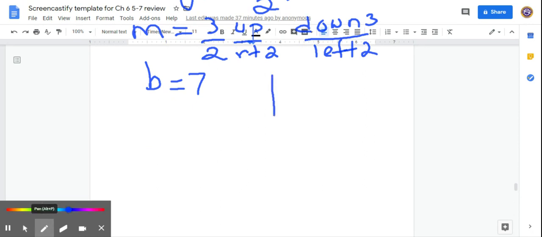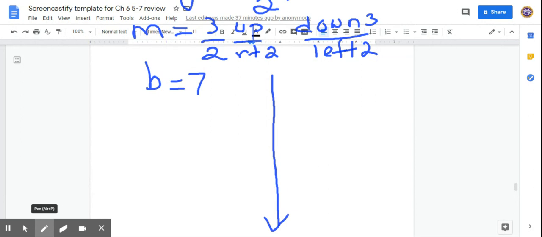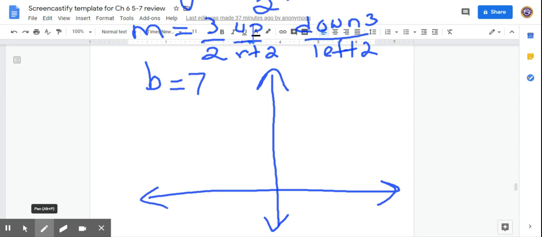So we're going to draw our axes. Here is y. We're going to put it down here because it's 7. And there's x. So let's go 1, 2, 3, 4, 5, 6, 7. And we're going to move 1, 2, 3 there. 1, 2, 3, whatever. Okay, there we go.